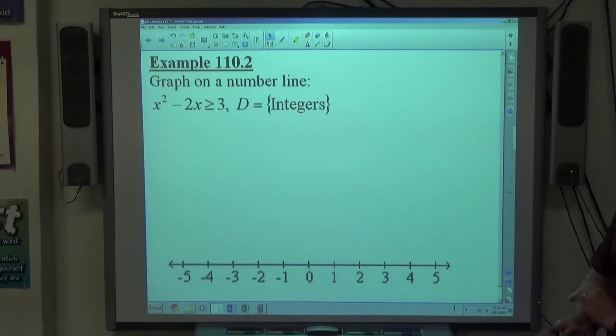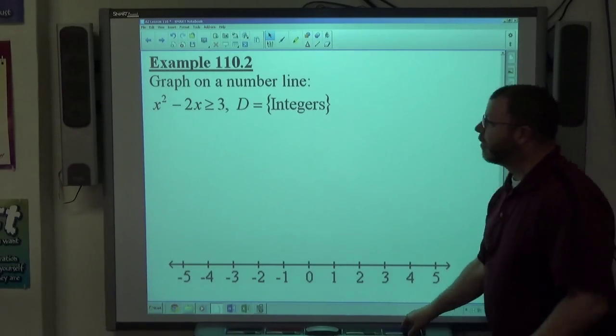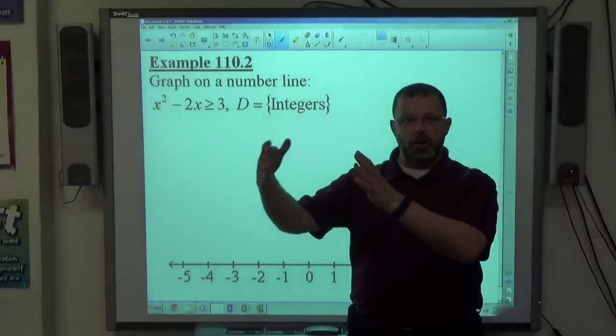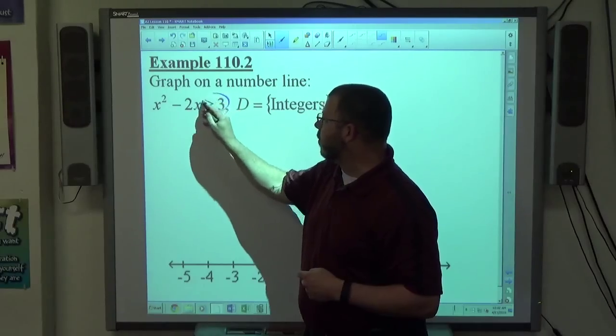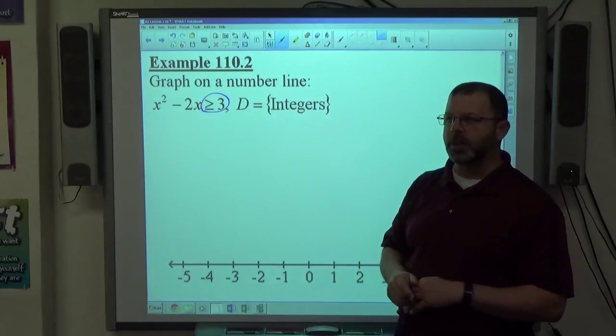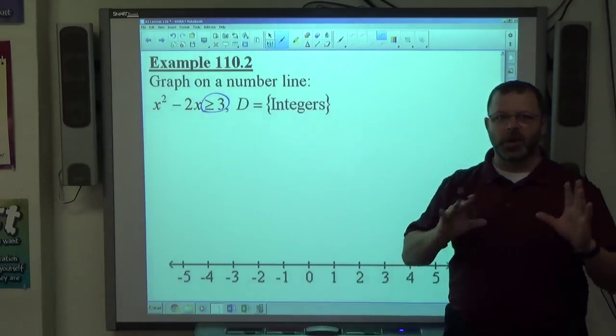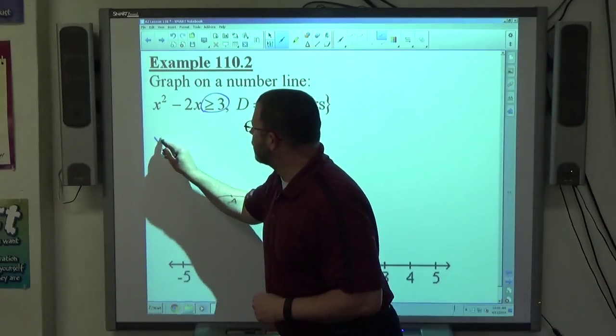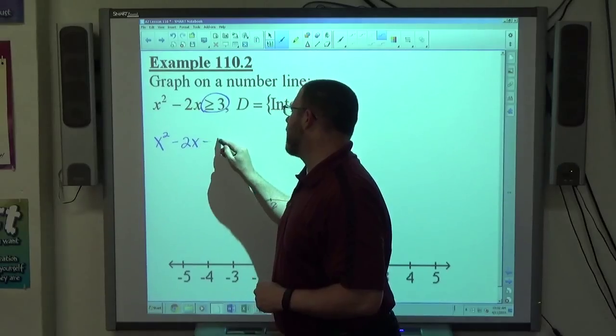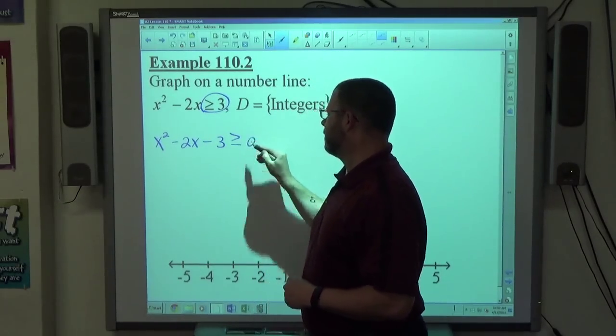Okay, example 2, graph on a number line, x squared minus 2x is greater than or equal to 3. So, first thing, the last problem already started off in factored form, inequality 0. It's very, very important we want inequality 0. We don't want inequality 3 or anything else like that. So, always when you're doing these things, always get everything to one side first. So, I'm going to do x squared minus 2x minus 3 is greater than or equal to 0.